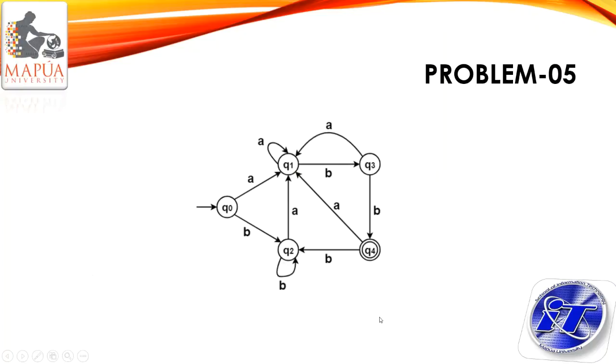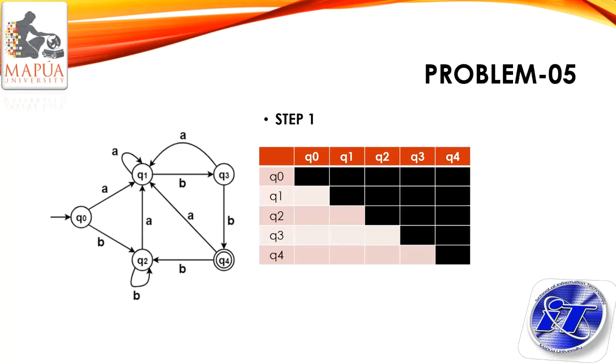So another example. Let's have 5 states, Q0 to Q4, wherein Q4 is the final state. So we have 5 rows and 5 columns, and again, the lower cell will be used for our solution. Step 2, we're going to determine if the pair state has one non-final and one final state.